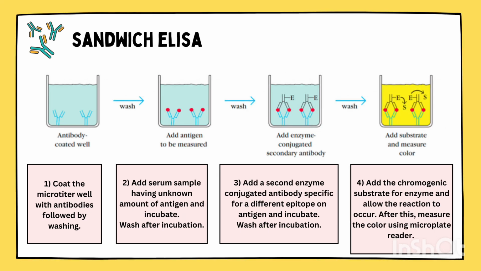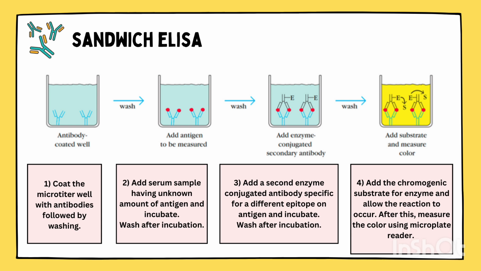Sandwich ELISA. The procedure is as follows. Coat the microtiter well with antibodies. Wash to remove unbound antibodies. Add serum sample having unknown amount of antigen and incubate to allow the antigen to get bound to the antibody. Wash to remove unbound antigens. Add a second enzyme conjugated antibody, which is specific for a different epitope on the antigen, and incubate. Wash to remove unbound second antibodies. Add the chromogenic substrate for the enzyme and allow the reaction to occur. After this, measure the absorbance of the colored product formed using a microplate reader.